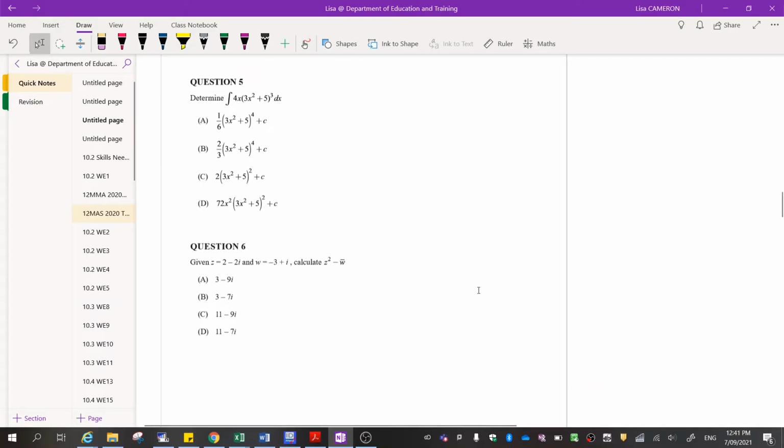Okay, question 5 is a simple integration by substitution question. So we're first going to let u equal 3x squared plus 5. So du over dx is equal to 6x. So that means that du over 6x is equal to dx. Okay, and now I can substitute that in there and that in there. So you'll see as soon as I do that, it'll cancel out something at the front here, so I don't have any other x terms multiplying.